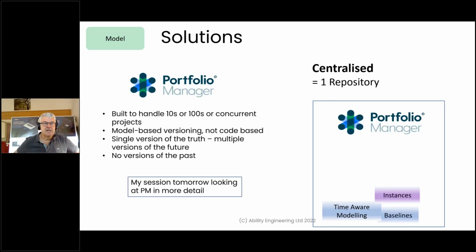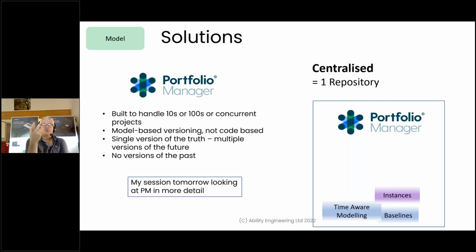Hence, we built this thing called Portfolio Manager, which is new this year. And its target market is tens or hundreds of projects, where you couldn't have tens or hundreds of different repositories. It would just get unmanageable. And it uses a completely different approach from Lemon Tree. So it's model-based versioning, not code-based versioning. So it's a single version of the truth in one model at one time. But unlike Lemon Tree, it has no idea of what happened in the past. We, at the moment, don't keep that information. So it knows about the world now and multiple futures.